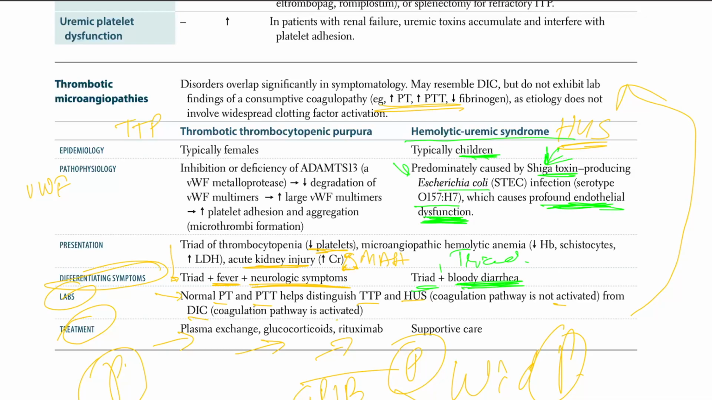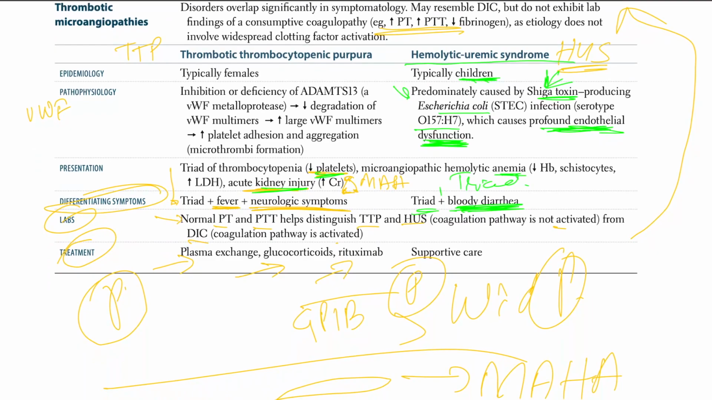Okay, and the labs, again, they said the labs are the same for both. You have normal PT, PTT, and all that. The labs, you just have this: decrease in platelets, anemia, and AKI. But on top of that, you have bloody diarrhea. But what's the treatment? Well, it's supportive care. It's going to go away for HUS.